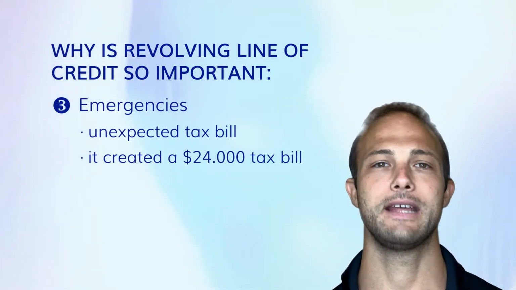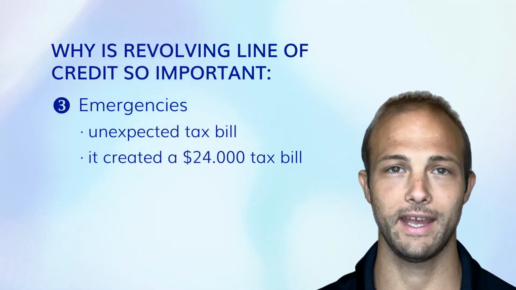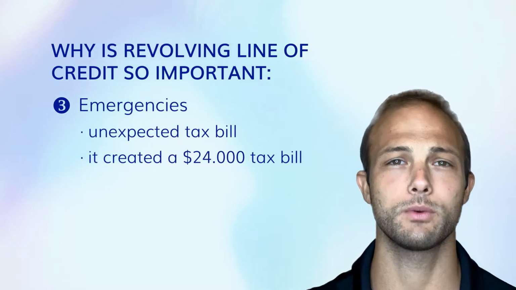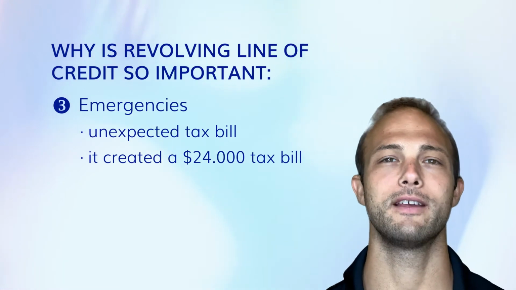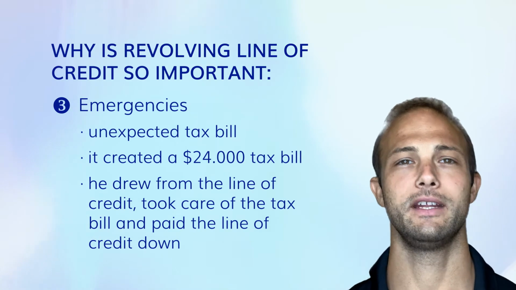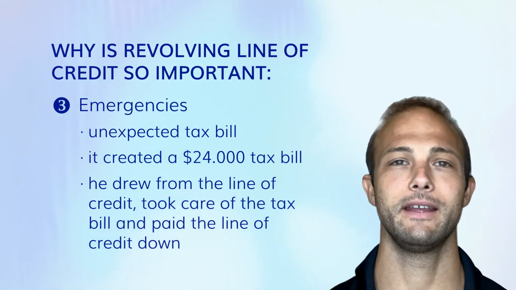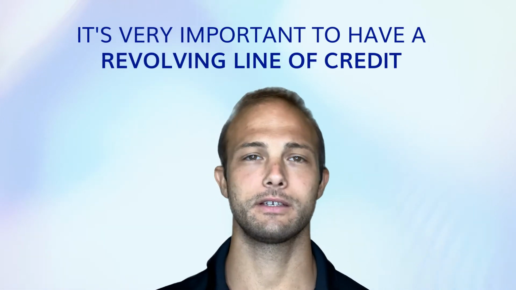So because he had this tax bill, he could have either used cash from the bank and then his business be a little cash strapped, which you really don't want to operate your business when it's cash strapped. Or what he did was, because we already set up a line of credit a year prior to this, he drew from the line of credit, took care of the tax bill, and paid the line of credit down in installments or in monthly payments. And it wasn't that big a deal. He called me as soon as that happened, and he said, thank God we set up this revolving line of credit. This revolving line of credit really bailed me out of this situation. So it's very important to have it, not just for growth, but for unexpected expenses like an unexpected tax bill.